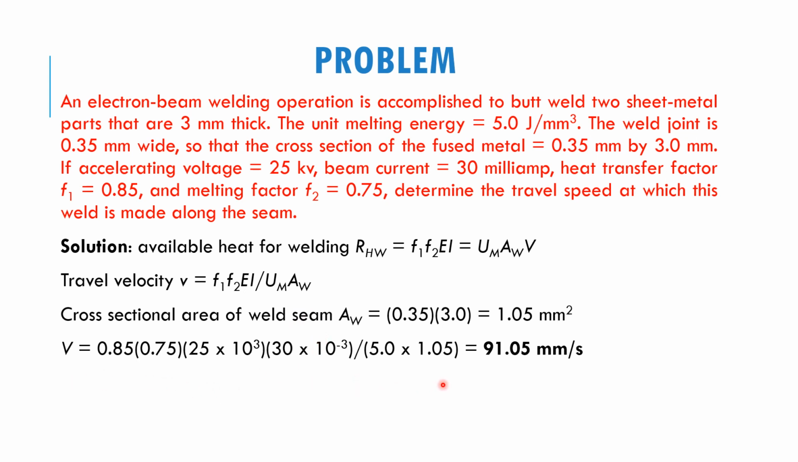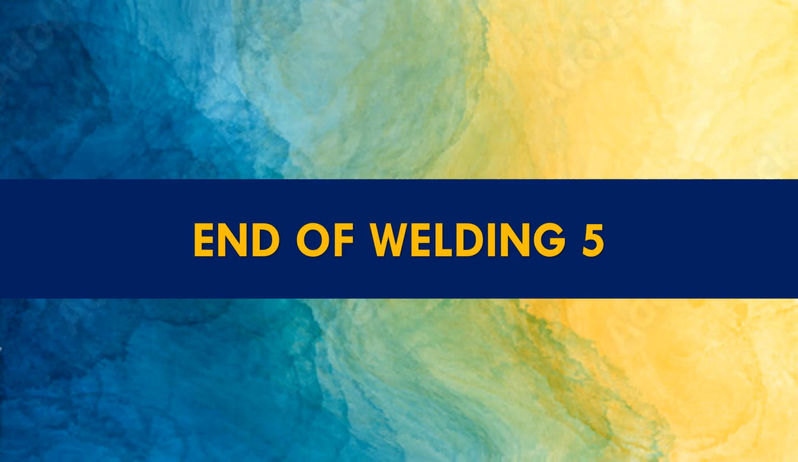So 0.35 times 3.0, and then you will get 1.05 mm squared. Then you just put all the values inside the equation and you will get a travel speed of around 91.05 mm per second. That's the end for welding part 5. See you in part 6.